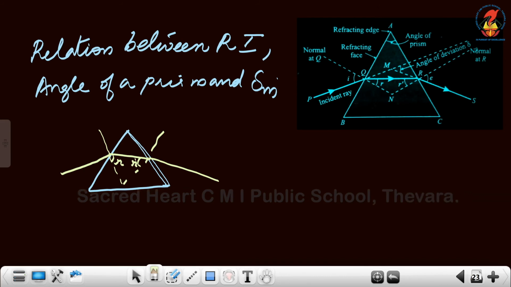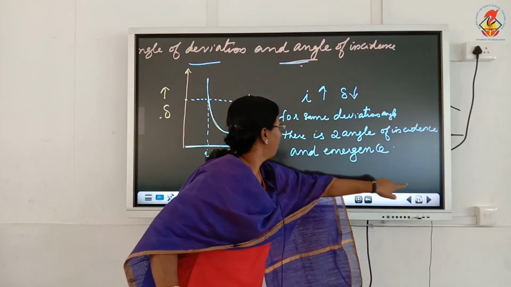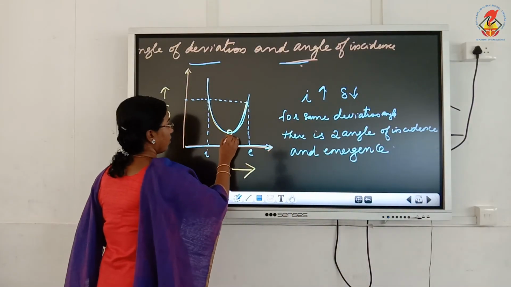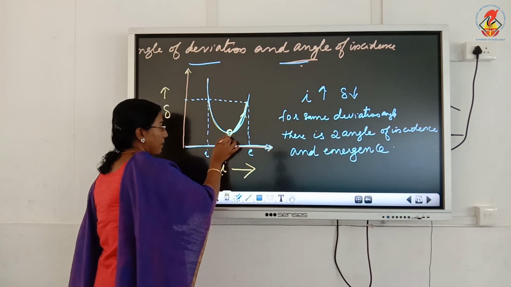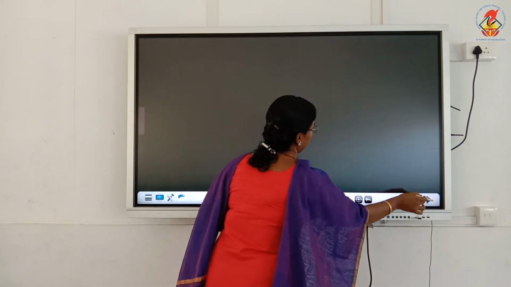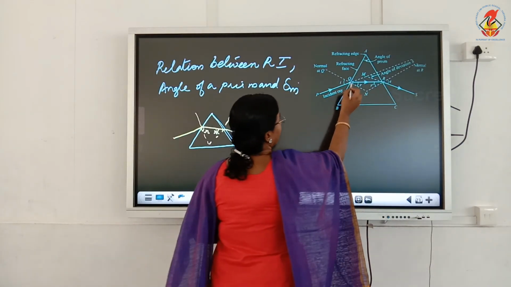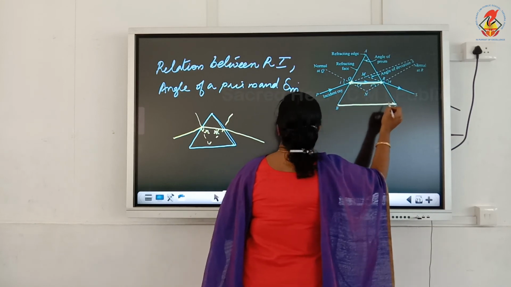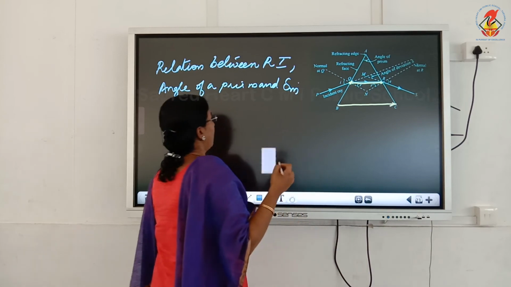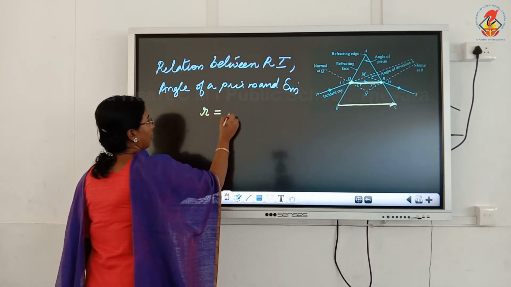But there is a certain case in which R and R dash become equal. Now I told you, as we are increasing the angle of incidence, angle of deviation decreases, reaches a minimum value, and only then does it increase. Now, at the point where angle of deviation becomes minimum, the refracted ray QR will be parallel to the base of the prism, and in that case, R will be equal to R dash.